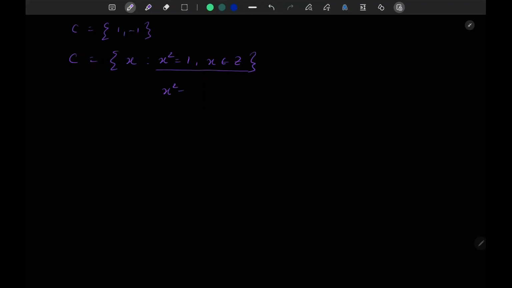Now, solving the equation x squared equals 1, we get the values of x equals plus 1 and minus 1. Since the final value of the set is also x, the roster form of this set is 1 comma minus 1. However, this is not the unique representation of this set. You can also have this set written in multiple forms.